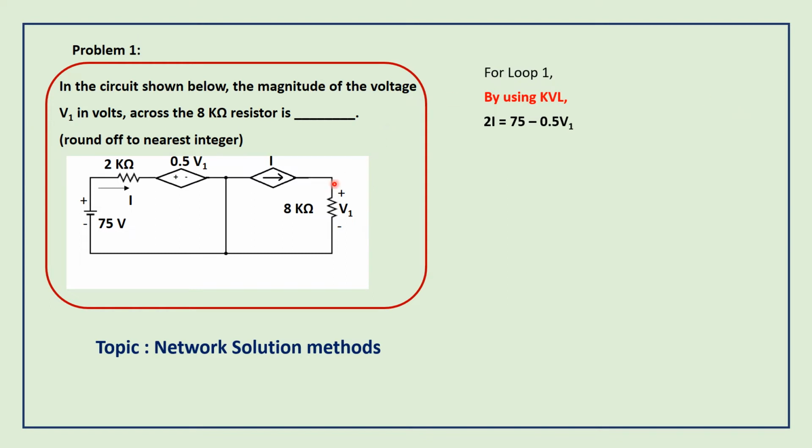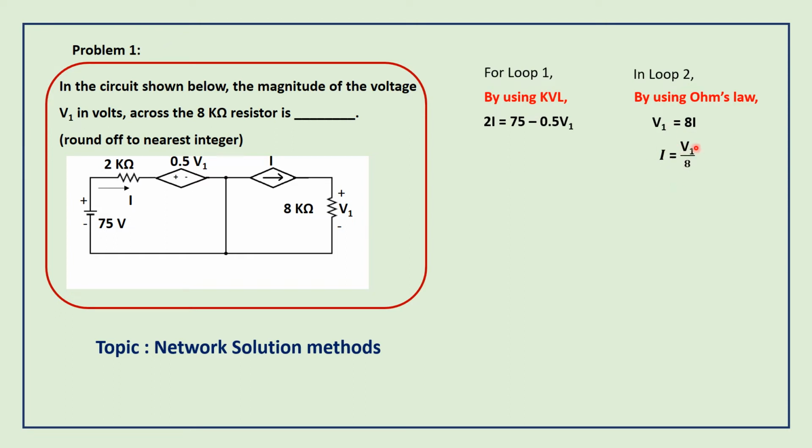Okay, see the loop 2. I is given, V1 is given, resistance is given. So directly we can write the equation by using Ohm's law, V equal to IR. V1 equals I into R, where R is the resistance 8 kilo ohms. So V1 equals 8 into I. From this we can find out the current I is V1 by 8.